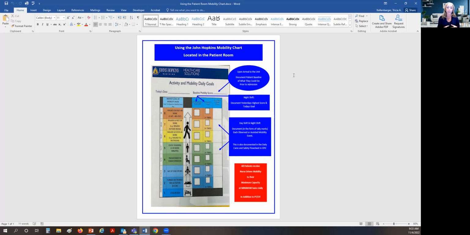The point of our mobility chart is to get the patients up and moving and increasing each day so that they are as close to their baseline mobility as possible by the time that they leave in our discharge. So when your patient comes in, you're going to write down the day's date, and then their baseline mobility score, which is right up atop here. That's going to be what they were doing prior to being admitted to the hospital.